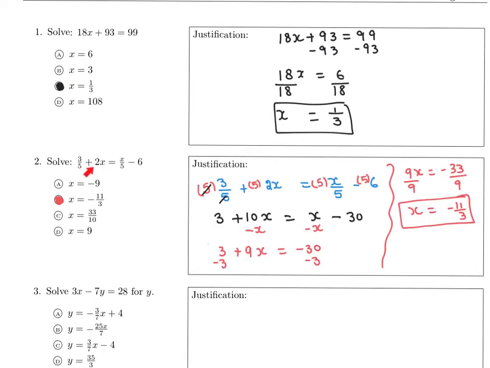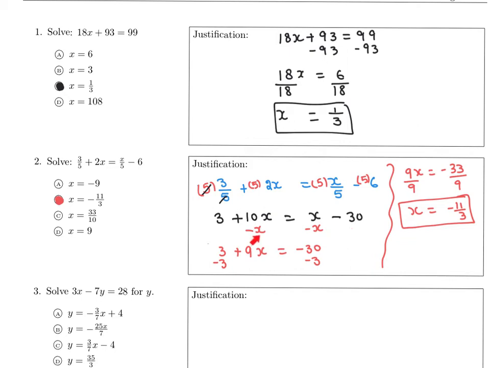For number 2, we are going to remove the bottom fraction, which is 5. To do that, I'm going to write this equation and multiply each term by 5. This 5 and 5 cancel. I got 3 here. 5 times 2x is 10x. This 5 and this 5 cancel. I got x minus 5 times 6, that is 30.